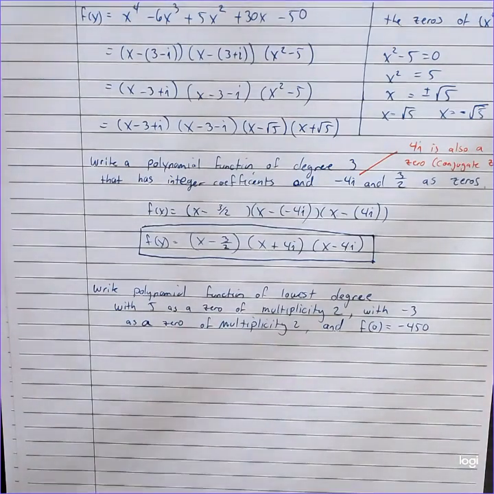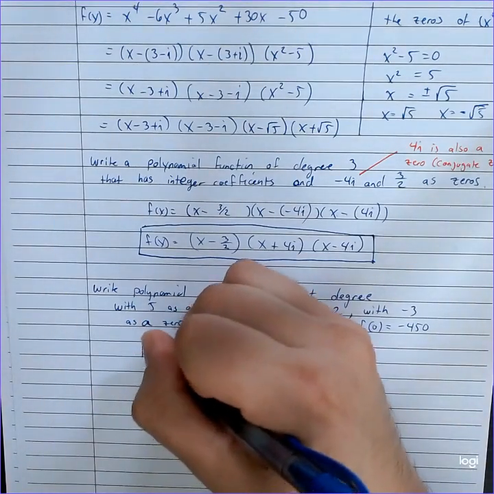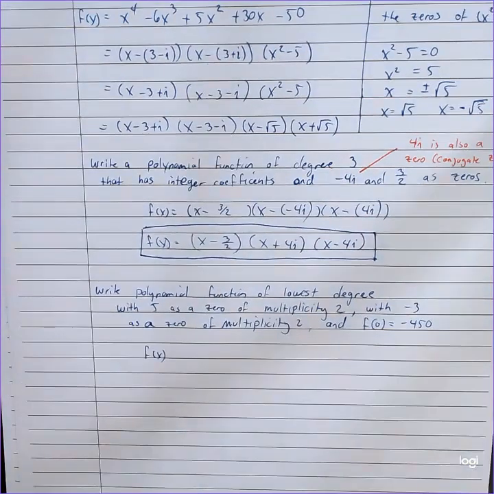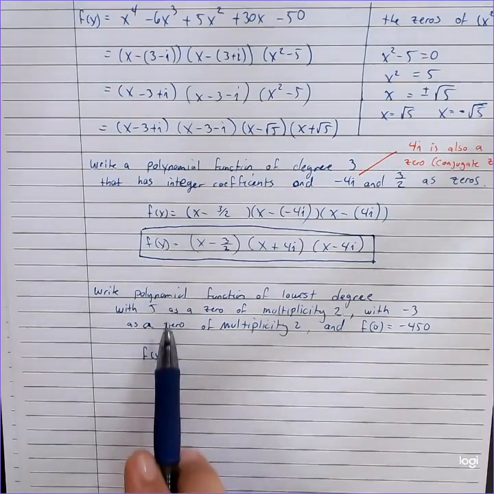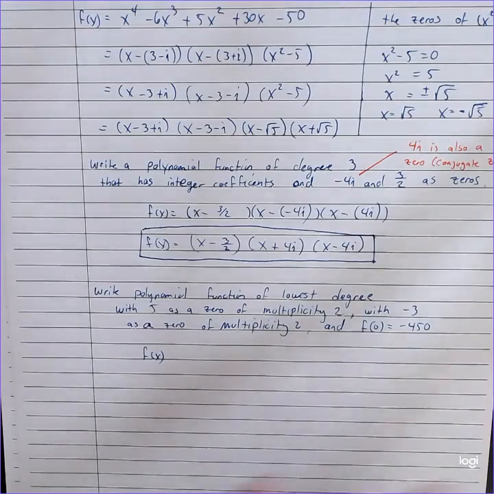Let's start off by building the main part of the problem, the main part of our function, and that's to create our polynomial factors. Now, notice it says a polynomial function of lowest degree. It doesn't tell you what degree it has, unlike the previous one, but all it's saying is don't put in any factors that you don't need. All right? Satisfy these conditions, and then don't put in any more factors that you don't need.